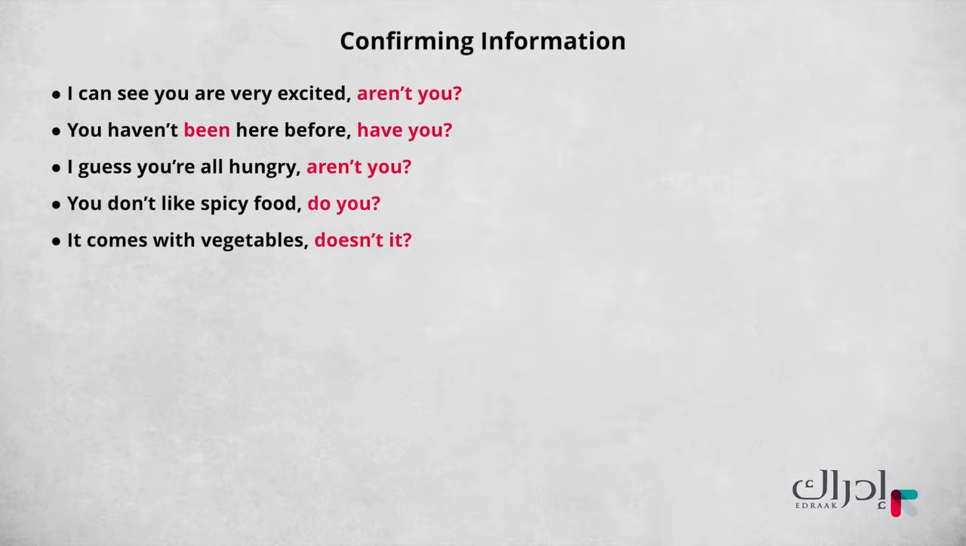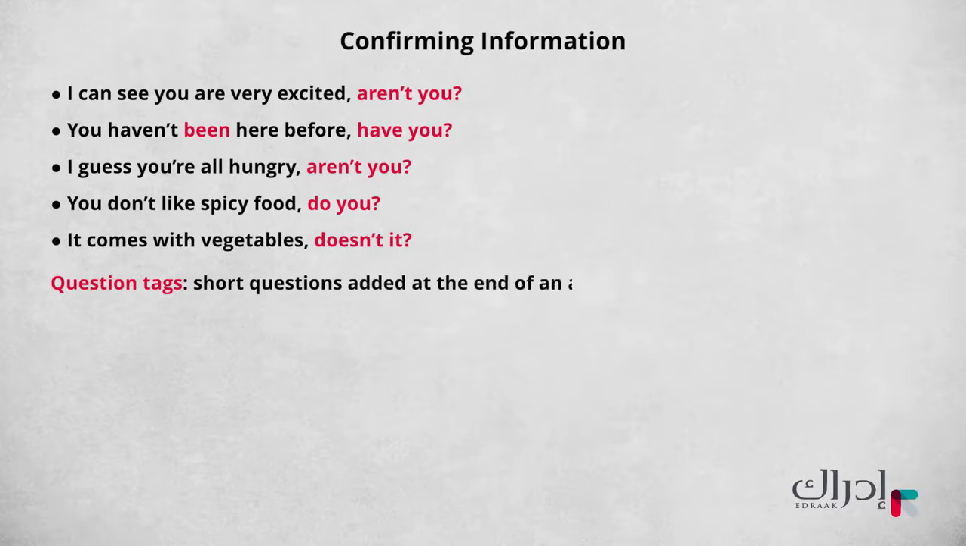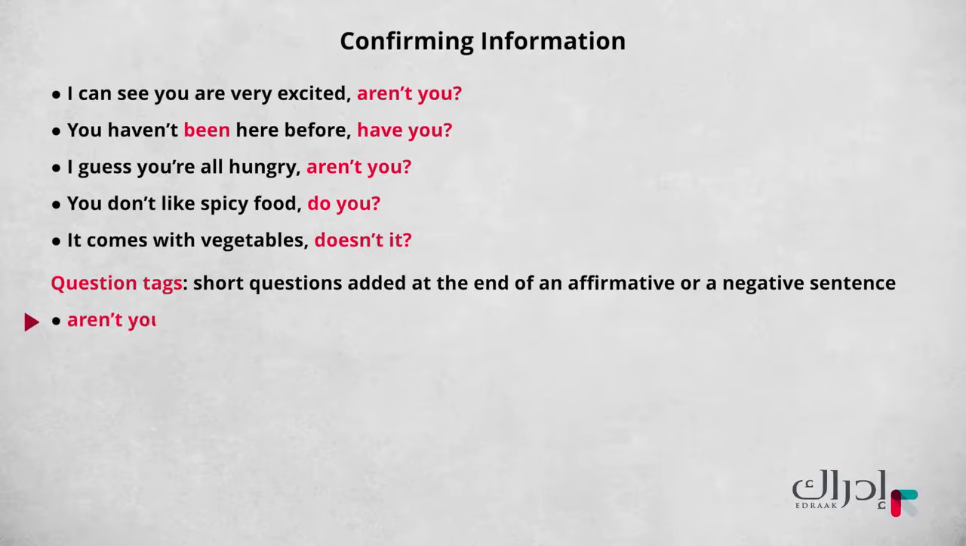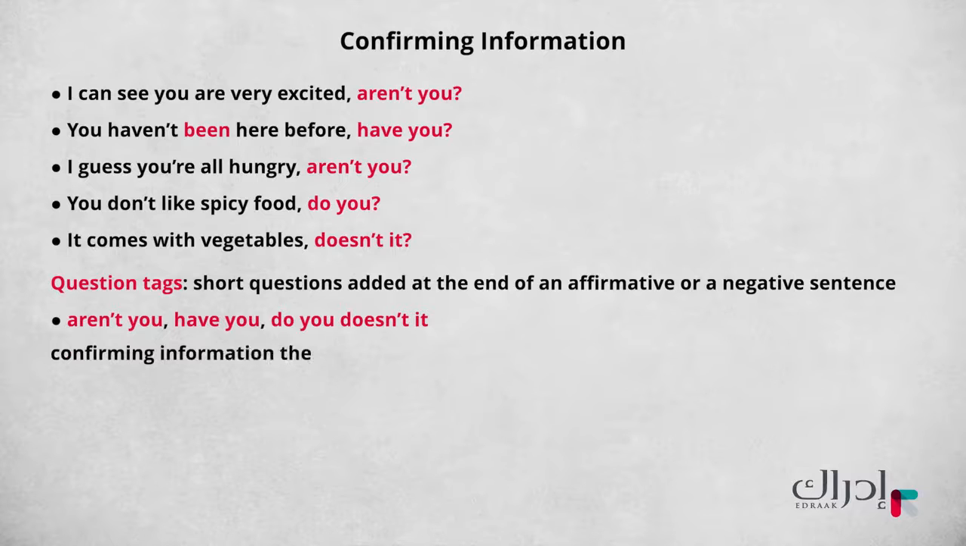What do you notice about these little questions that come at the end of each statement? What is their purpose? That's right, they're all confirming information. Question tags are short questions added at the end of an affirmative or a negative sentence. In the examples, the question tags are aren't you, have you, do you, and doesn't it. They could be used as real questions asking for certain information, but they're often used for confirming information the speaker thinks he or she knows.